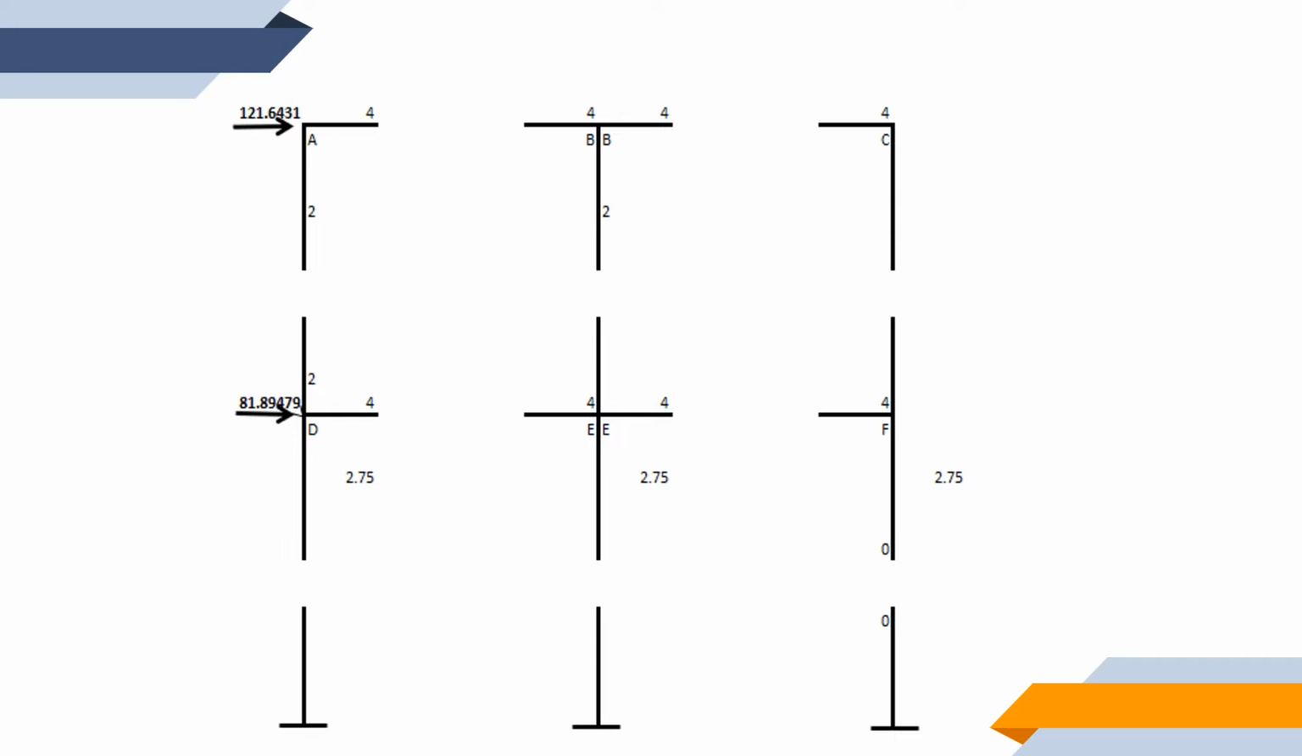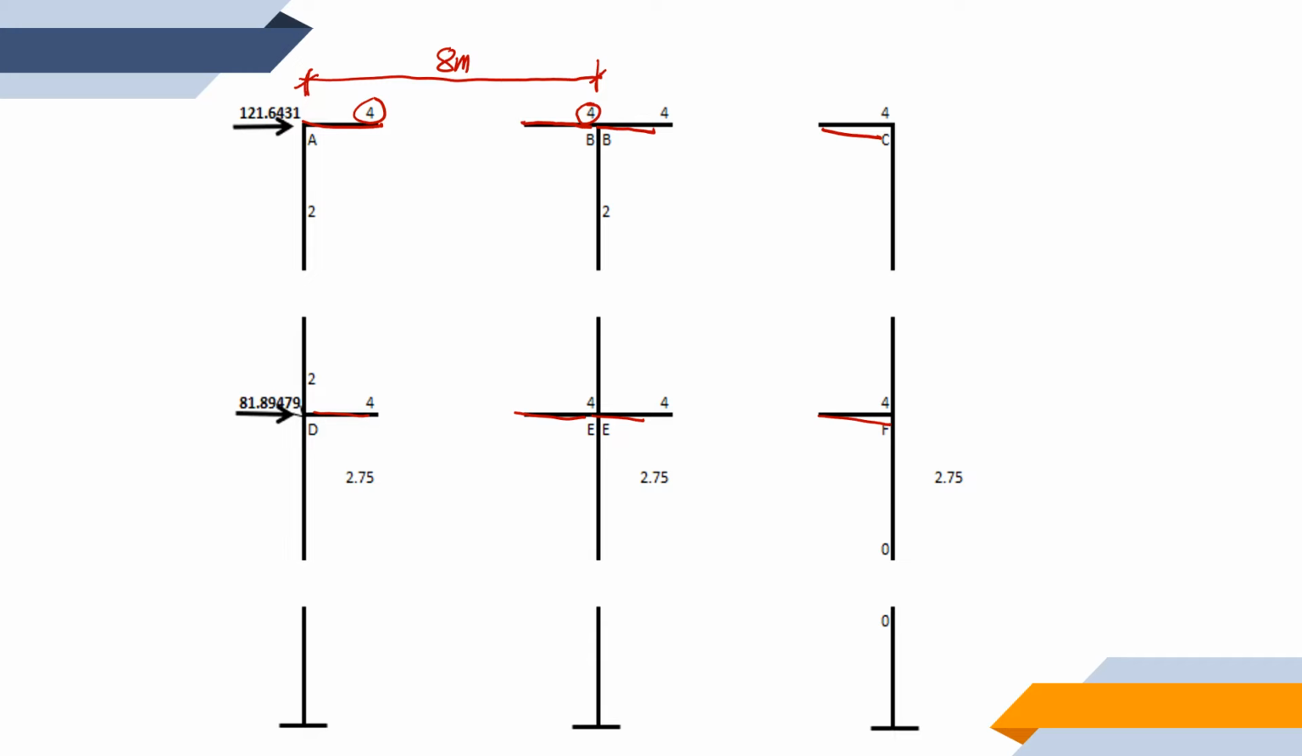Originally, this member is 8 meters. Since we have cut through the midspan, this length is L over 2. That means it's 4. And also on the other side, this is equal to 4, as well as on the other side, and also the other members.